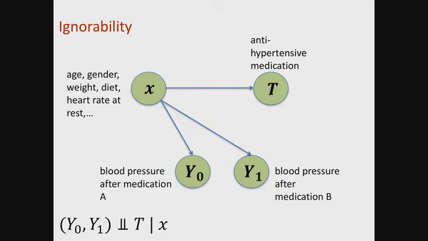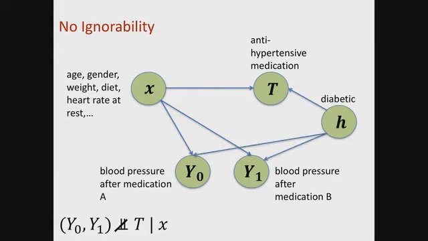So an example of a violation of ignorability is if there is something else, some hidden variable H, which is not observed and which affects both the decision of what treatment the individual in your data set receives and the potential outcomes. Right, now it should be really clear that this would be a violation of that conditional independence assumption. In this graph, Y0 and Y1 are not conditionally independent of T given X.